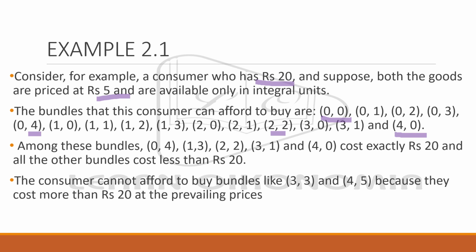And among these bundles, you can see that certain combinations would give you a cost which exactly equals 20. And let's see which are these combinations. So when you purchase 0 units of first commodity and 4 units of the second commodity, you will be incurring exactly 20. Why? Because the cost of the second commodity is 5. So 5 into 4, you will be getting 20. Here also you are getting 20, and 1 into 5 plus 3 into 5. So this will give you 20.